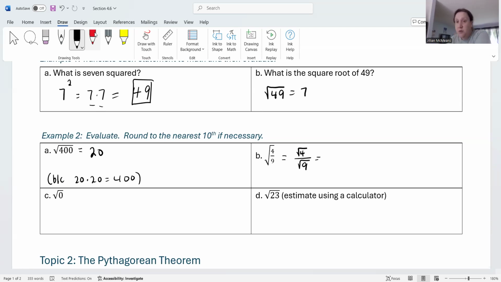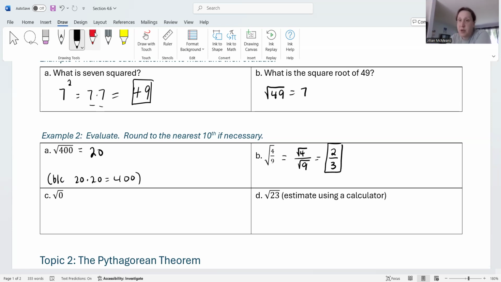So looking at the square root of 4, what is one of two identical factors of 4? Well, we would say that's just 2. And then what is the square root of 9? We're looking for one of two identical factors of 9, 3 and 3. So we would say the square root of 9 is 3. So 4/9 reduces to 2/3.